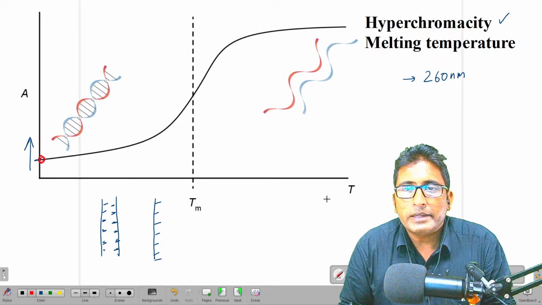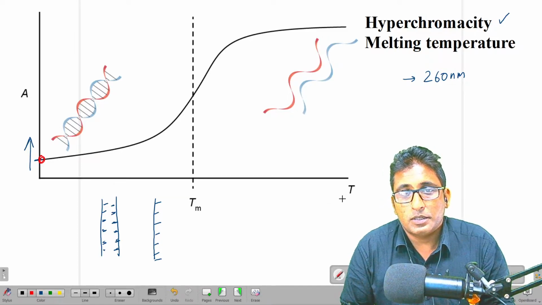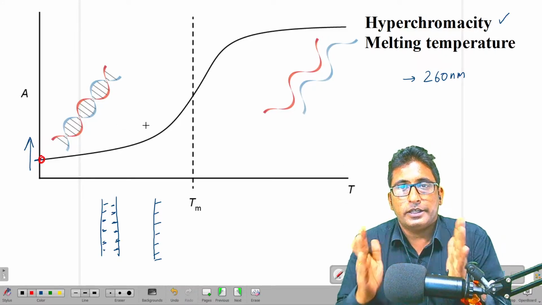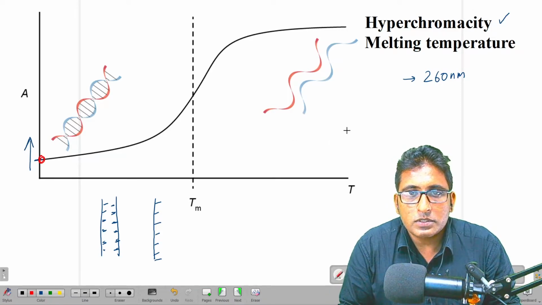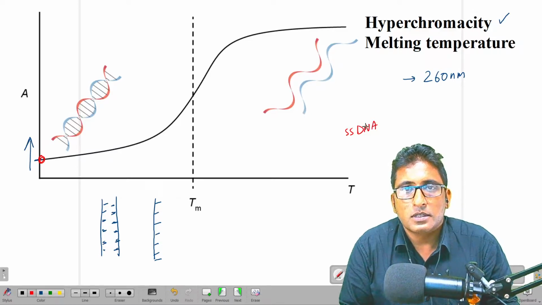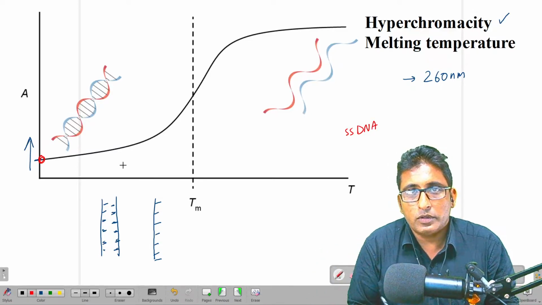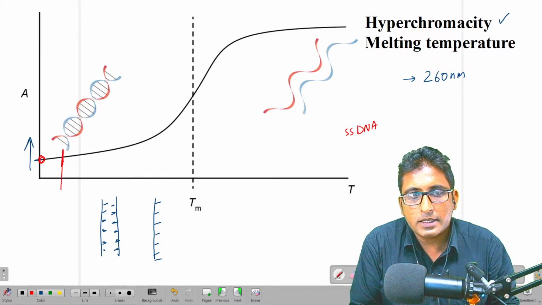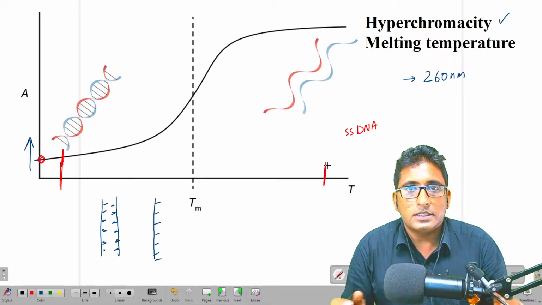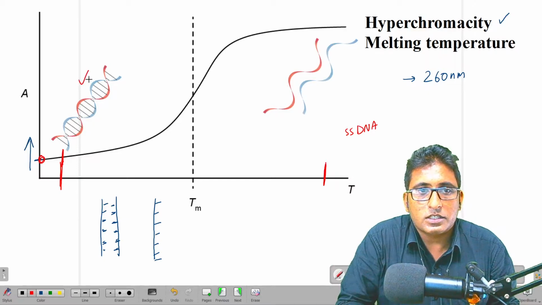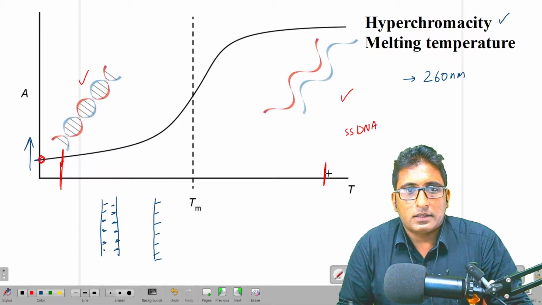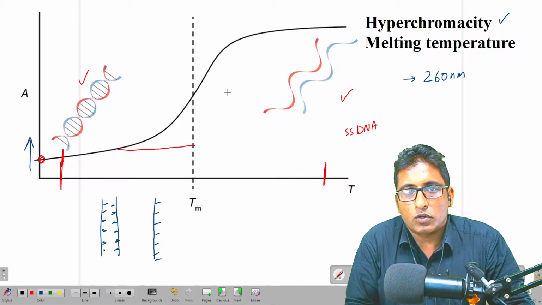If we increase the temperature, that means we are breaking more hydrogen bonds, and the DNA will slowly start denaturing. When it becomes single-stranded, the absorbance is more. The chemical composition in this state and in that state is the same. What is different is that in one case it is double-stranded, whereas in the other it is single-stranded, and because of that we see this huge increase in the absorbance.